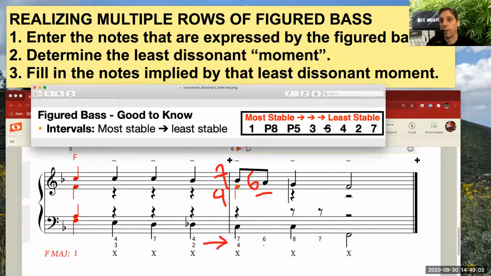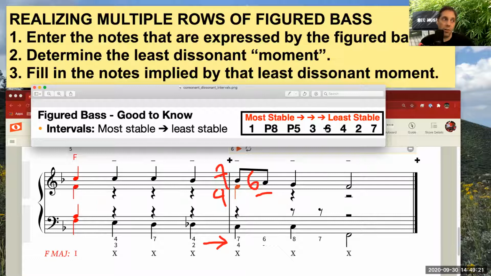Now I should say that dissonance doesn't mean ugly. There's nothing wrong with any of these intervals. It's just the tendency of our ear to want to hear a note resolve. So we're just going with that, the physics of sound, the overtone series.